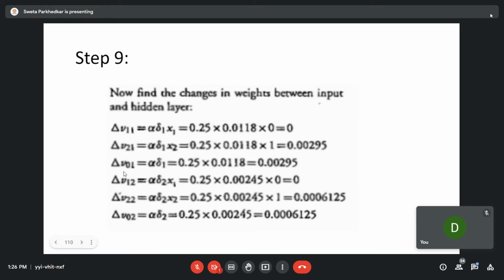Okay. Similarly for delta V21, delta V01, delta V22 and delta V02. So write this down here. Let me know after finishing this. After this, just one last step remains, to find out the final weights of the network.